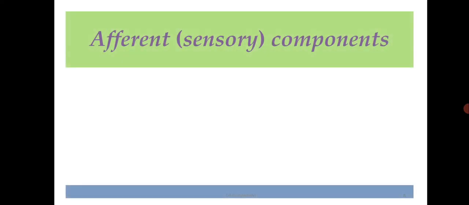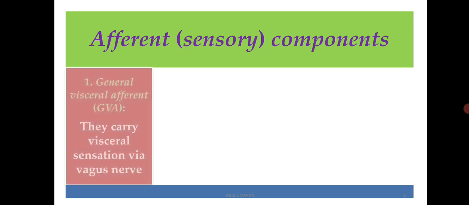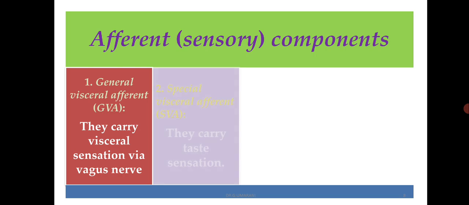Now coming to afferent or sensory components. There are four nuclei present. One is the general visceral afferent. The only nucleus in this category is the nucleus of the solitary tract or tractus solitarius. It receives general visceral sensations through the glossopharyngeal and vagus nerve.